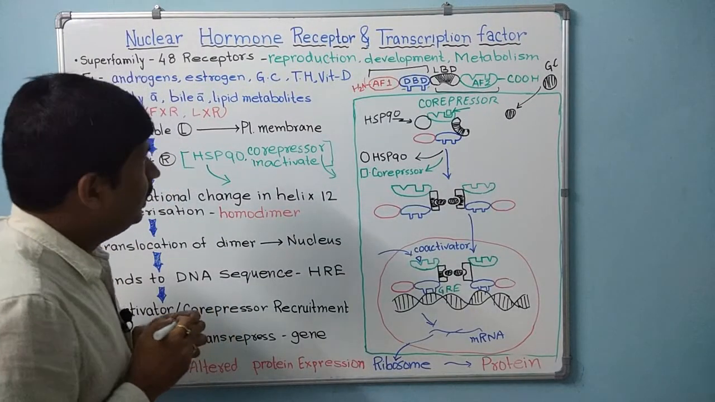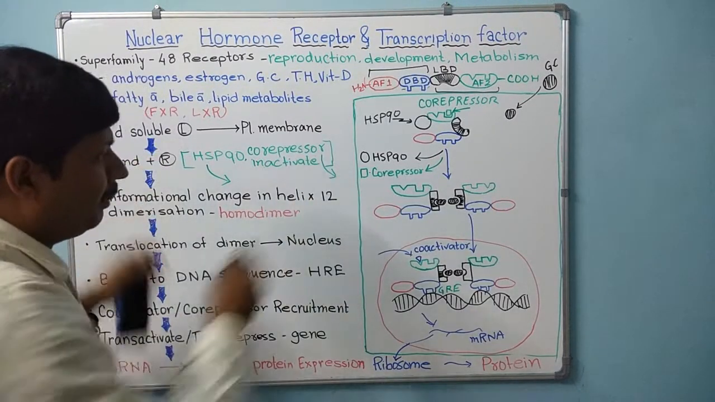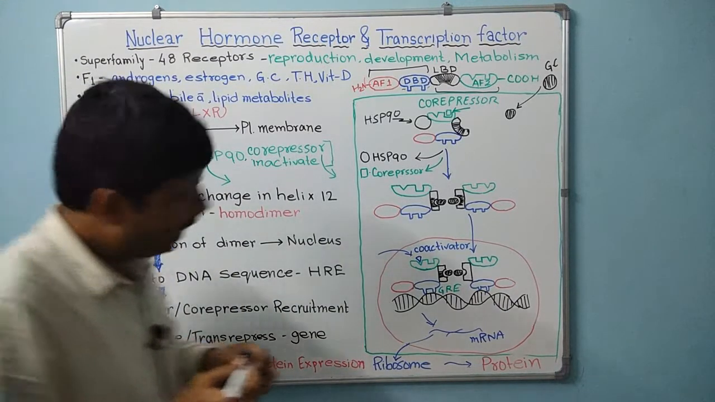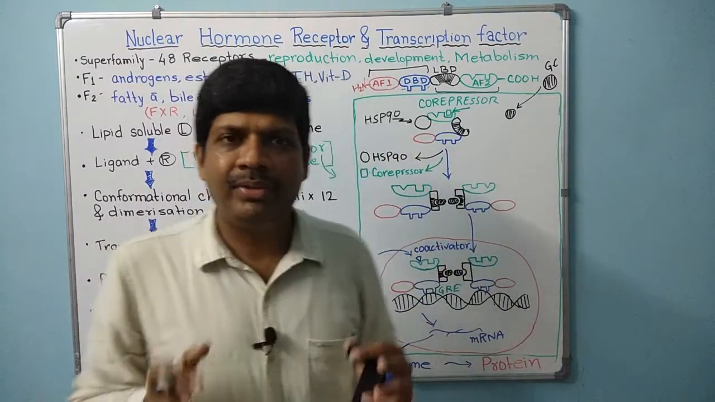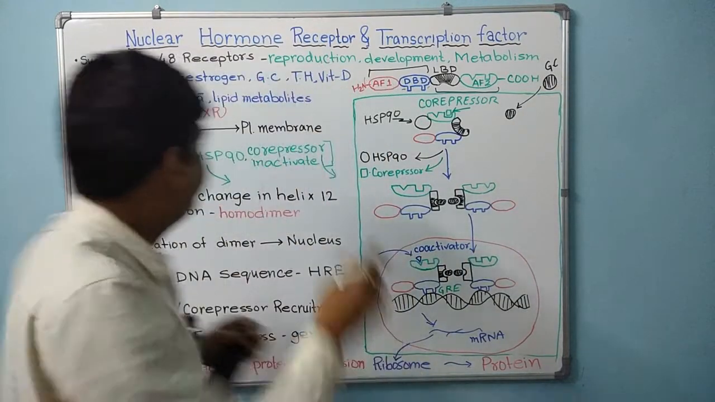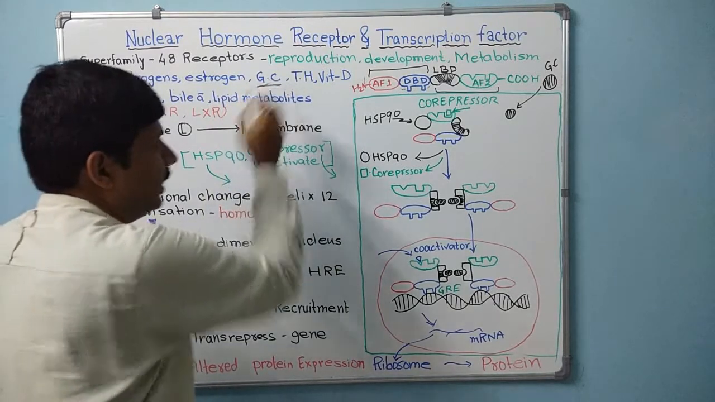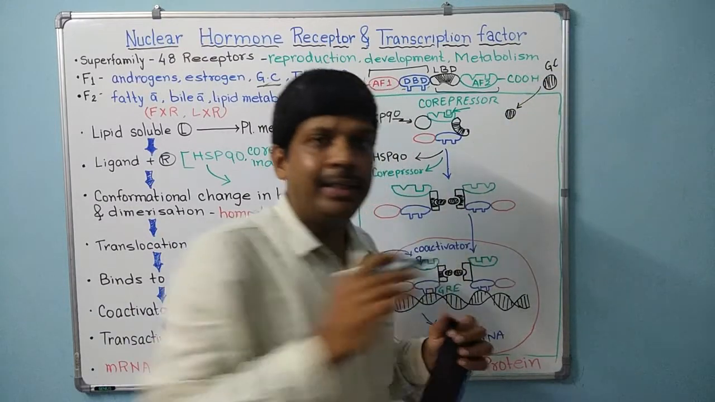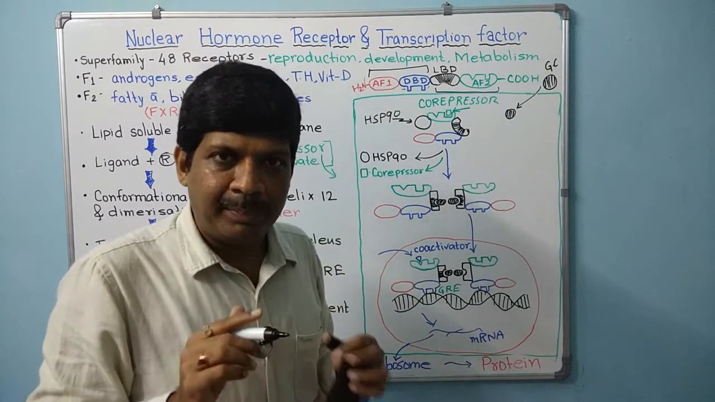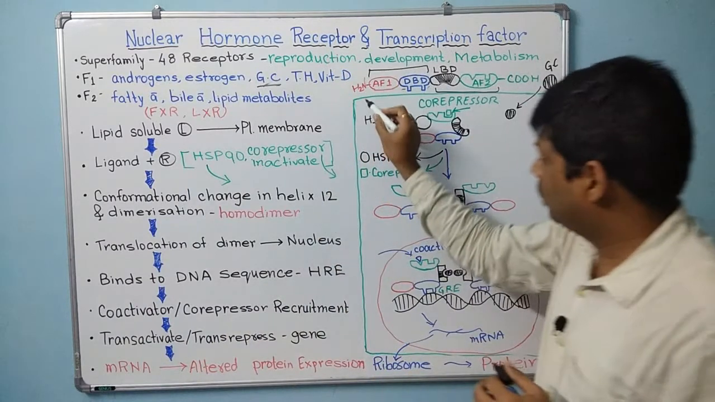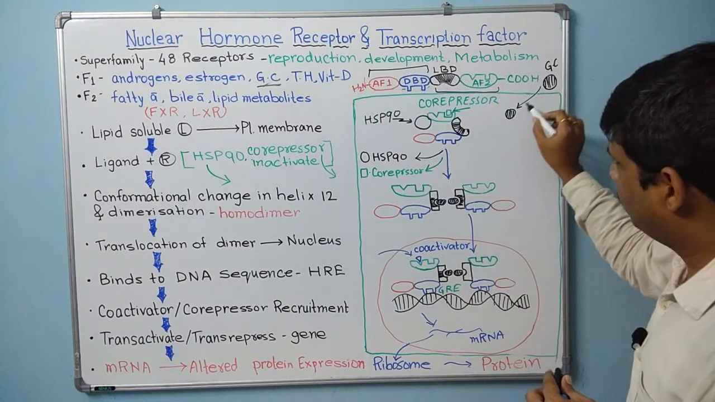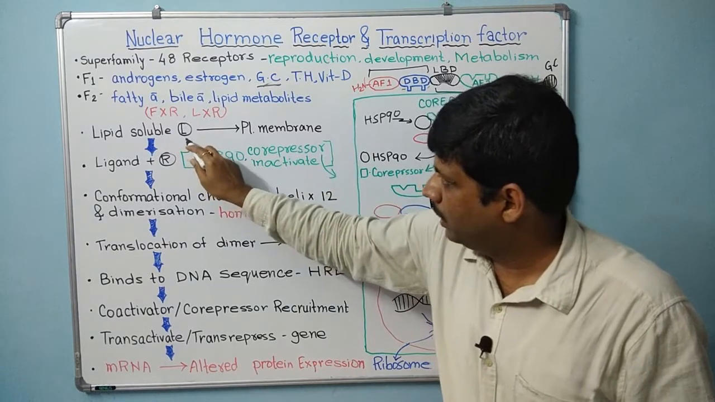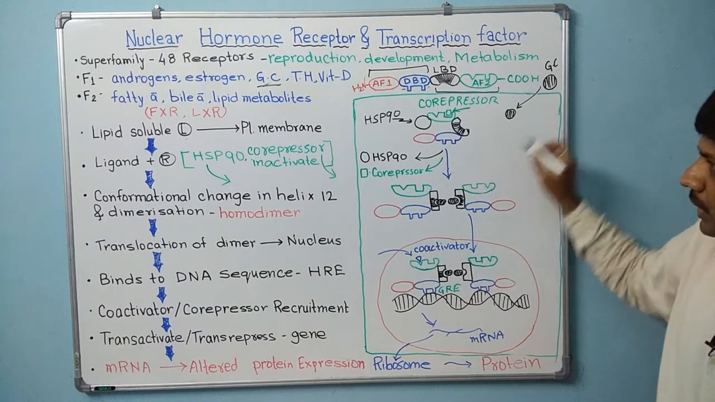Now coming to the main part. So here is the pathway and here is the figure. Now what happens is, we have a ligand. Here I have taken glucocorticoid as an example from this family. Glucocorticoid is lipid soluble in nature, and being lipid soluble, it can cross the plasma membrane. So it crosses the plasma membrane easily. Crossed here, this is the first step.